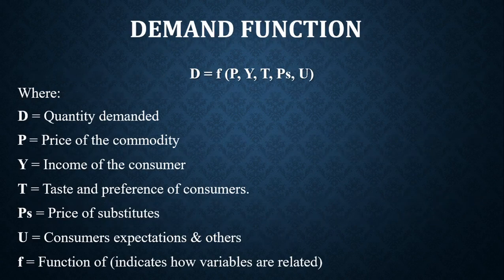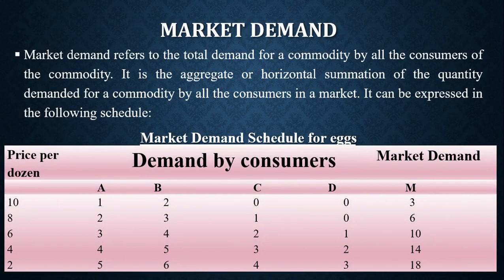So in the demand function, D is a function of P, which is the price of the commodity, Y, which is the income of the consumer, T, which is taste and preference of the consumer or consumers, PS, which is price of substitutes, U, which is consumers' expectations and others, and f represents function. In other words, demand is dependent on the price of the commodity, the income, the taste and preferences, price of substitutes, and also consumer expectations and others. That is a demand function.